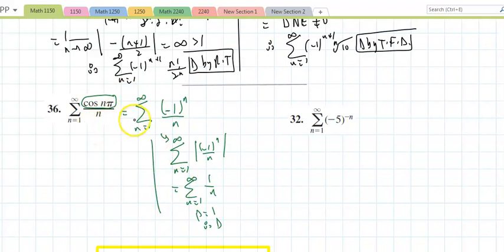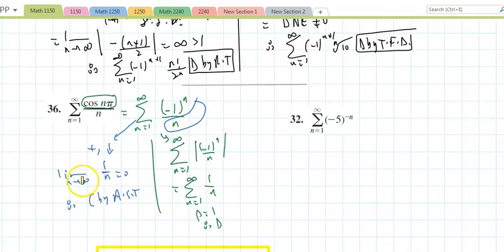Now what? I still have to go in and say 1 over n is positive, it's decreasing, and the limit as n approaches infinity of 1 over n equals 0, therefore converges by the alternating series test. And since I've shown that the original series is convergent and the absolute value diverges, I can conclude that it's conditionally convergent.